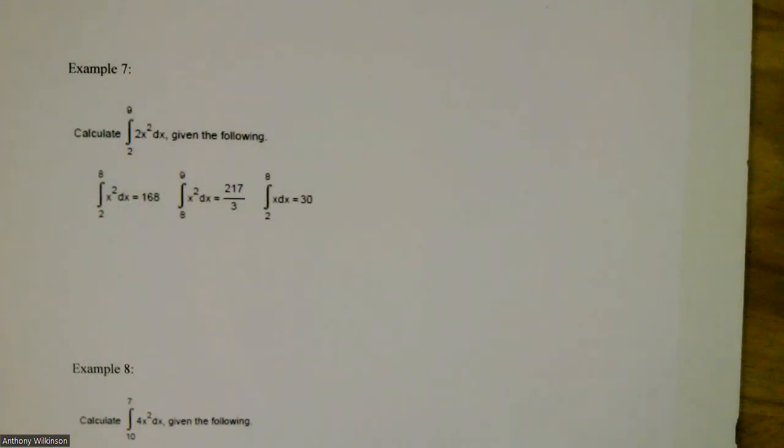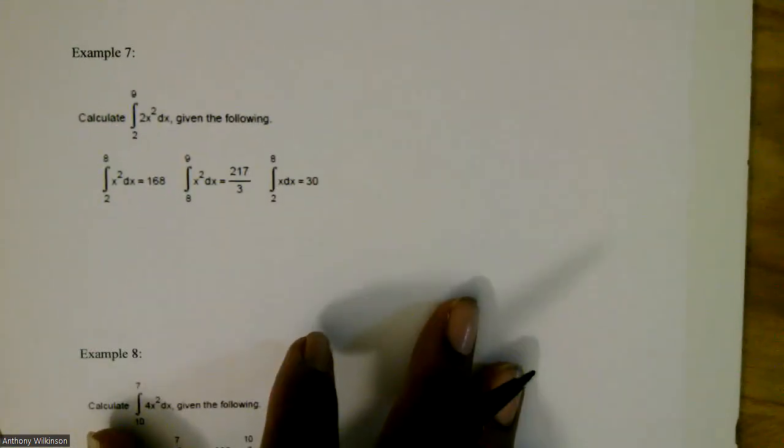Okay. Let's look at example 7. Here we're calculating the integral from 2 to 9 of 2x squared dx, and we're given the following. The integral from 2 to 8 of x squared dx is 168. The integral from 8 to 9 of x squared dx is equal to 217 over 3, and the integral from 2 to 8 of x dx will be 30.